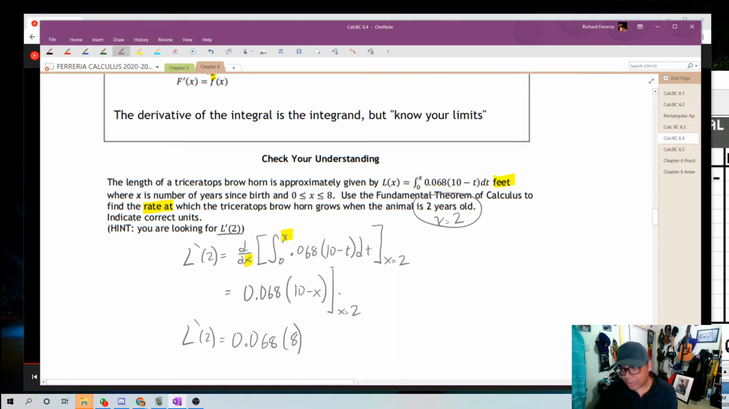I'll ask Siri. Sorry, I don't have a Siri. I have an Alexa. Alexa, what is 0.068 times 8? 0.068 times 8 is 0.544. There we go, 0.544, and we're doing feet per year.